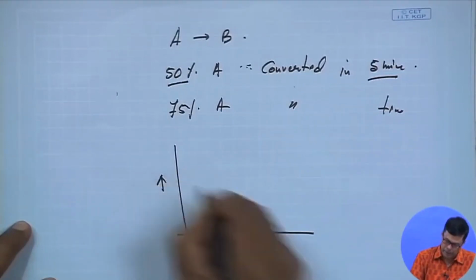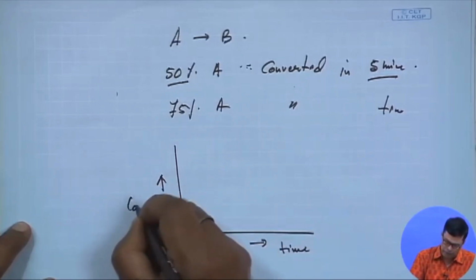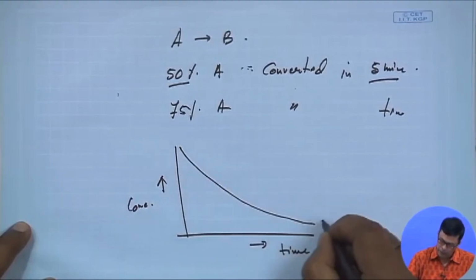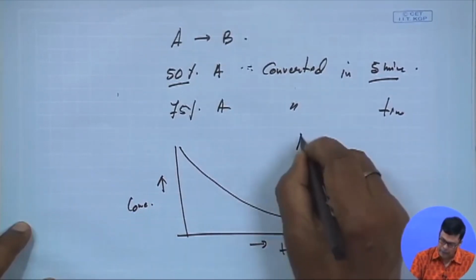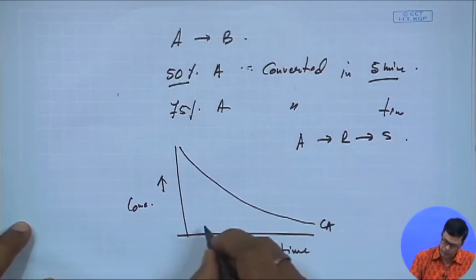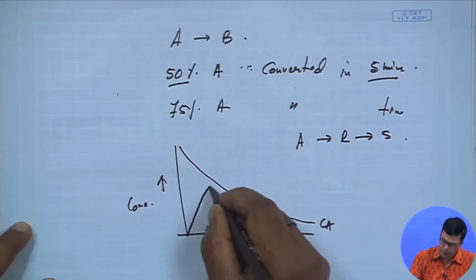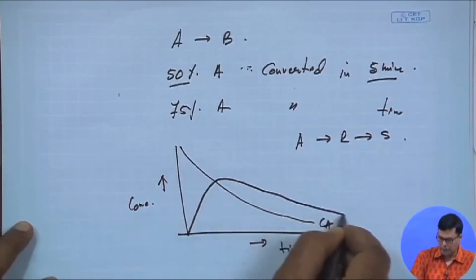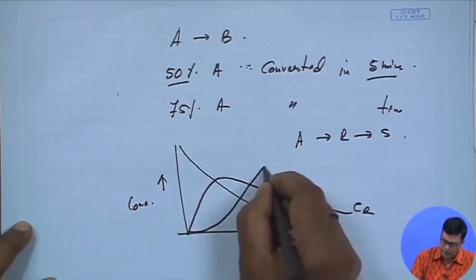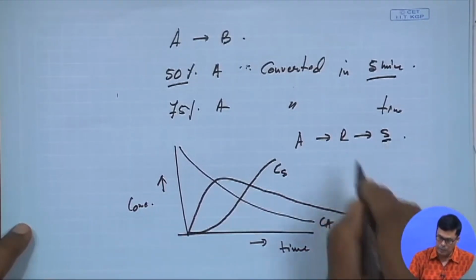we have seen in the chain reaction, when we have the profile with respect to time, this is the concentration. Then this Ca will keep on decreasing with respect to time, this is A to R, R to S. So Ca will decrease with time like this, then R will rise and fall like this. This is Cr, and if you look at Cs, this will be like this. This is Cs.